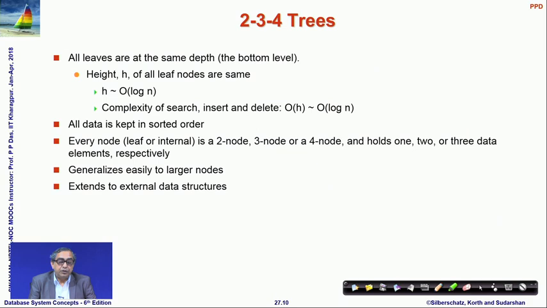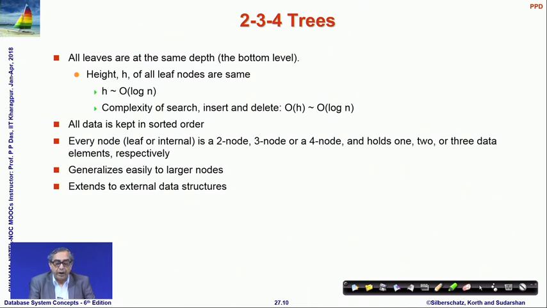All data are kept in sorted order. So, if you do an in-order traversal of the tree, you will get the data in sorted order. But the difference is, in contrast to the BST, where every node is a binary node, keeps one key and has two children, here every node, either a leaf node or an internal node, is one of three types. It can either be a 2 node or a 3 node or a 4 node.